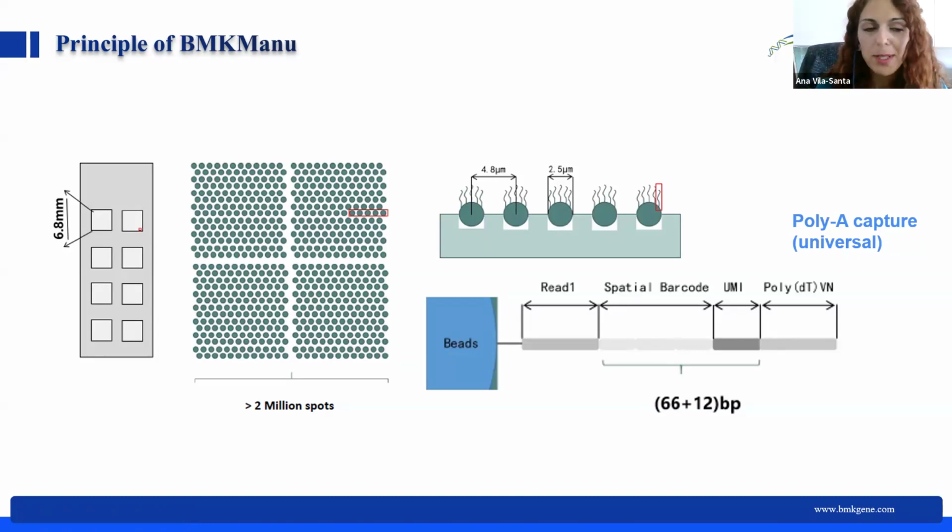So in practice, what happens with these chips is the following. We have the chip, we take a tissue section and we place it on top of the chip. After that, we permeabilize the tissue and the mRNA of the tissue is released. These beads will capture the mRNA and produce a cDNA molecule from it. And it's from this cDNA molecule that we will then carry out the following steps and proceed with our spatial transcriptomics experiment.